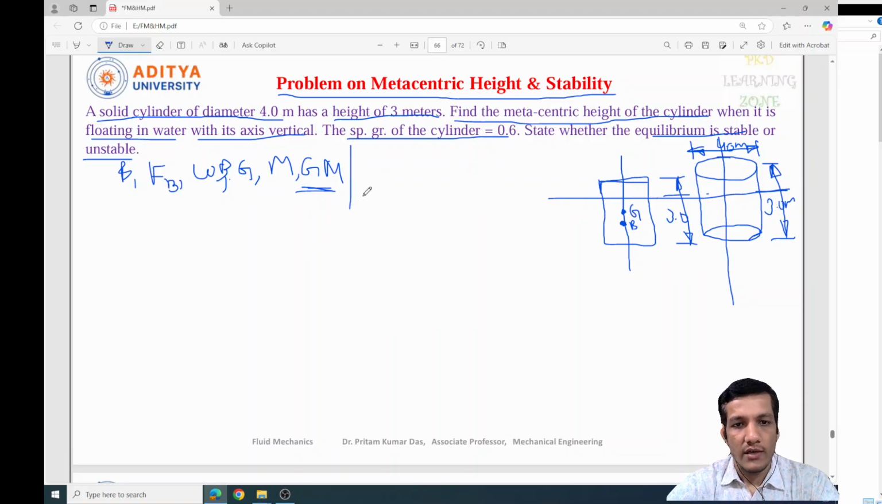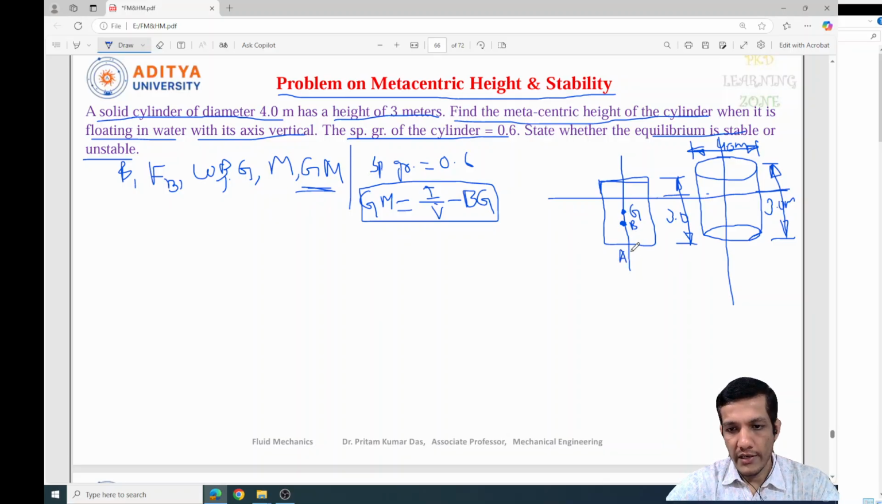Now, what data is given? The specific gravity of the cylinder is given, 0.6, and the diameter and height are given. Nothing else is given. Now we need to find the metacentric height. We know that the metacentric height formula is GM equal to I by V minus BG. This is the formula for the metacentric height.